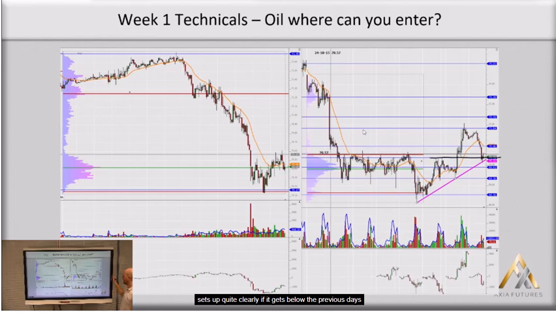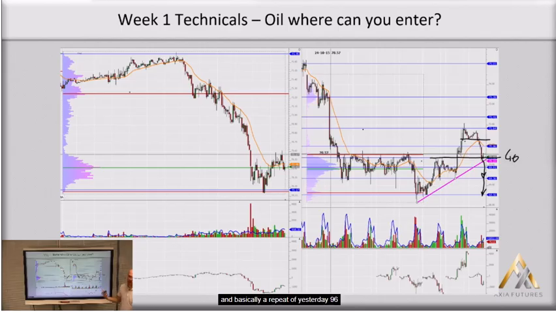If it gets below the previous day's cash session highs, which are all around about 40, if it gets below there, it also happens to break this trend. That seems a target, and then onwards. That seems quite realistic. If it stays above there, then you're looking for the move back up to there.